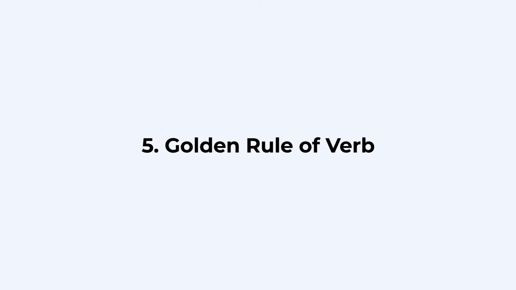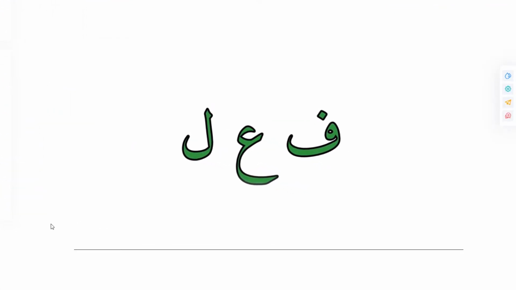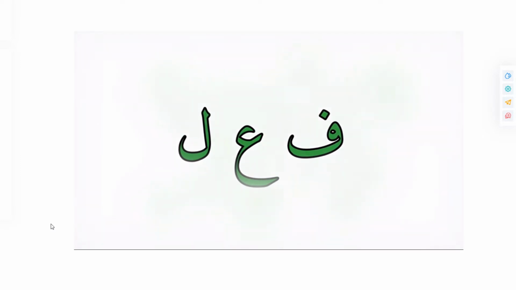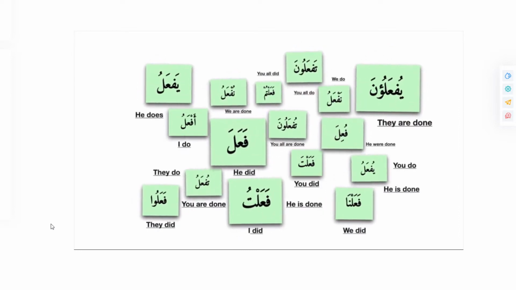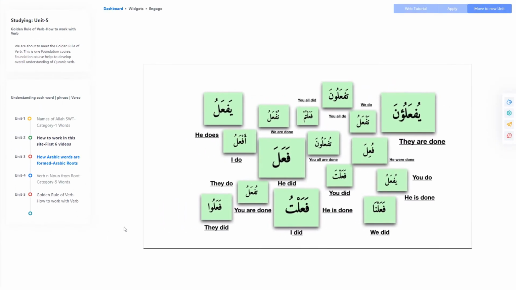Number 5. Golden rule of verb. Traditionally, there are some rules to guide how to work with verbs. This rule is part of the golden rules that we will be discussing soon. Down the road, we will meet the golden rule of noun, golden rule of helping words, golden rule of phrase and verse. Number 6. Getting ready module.